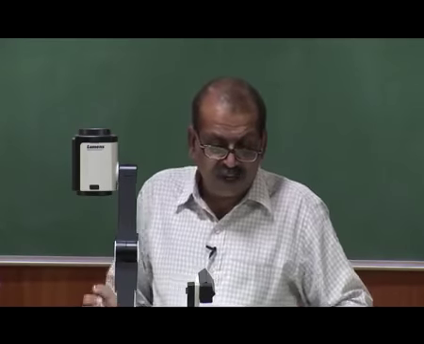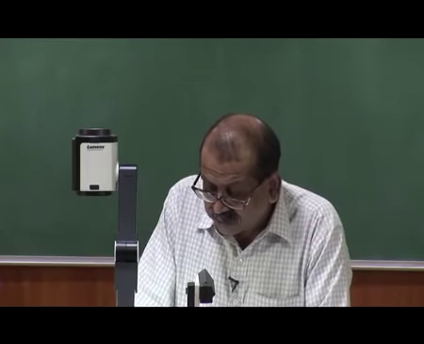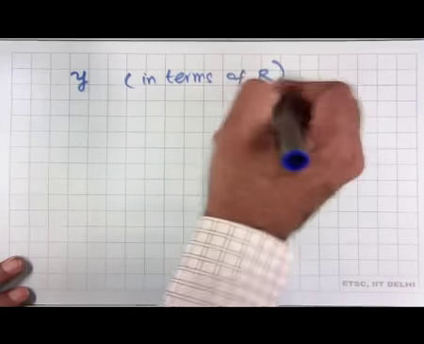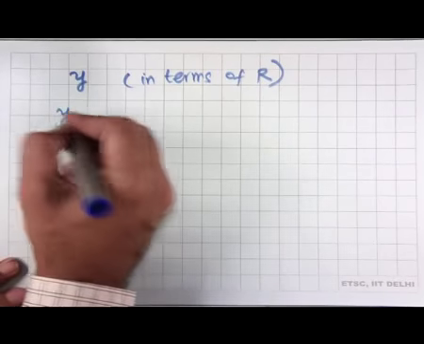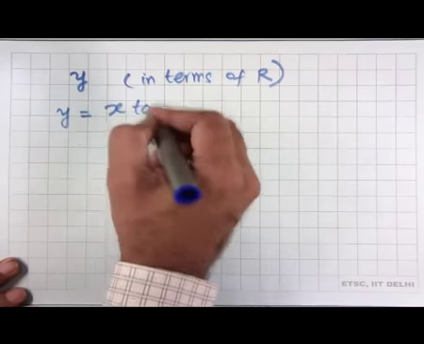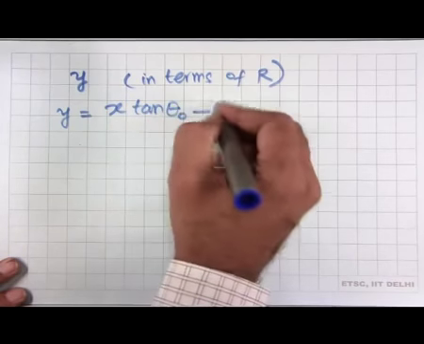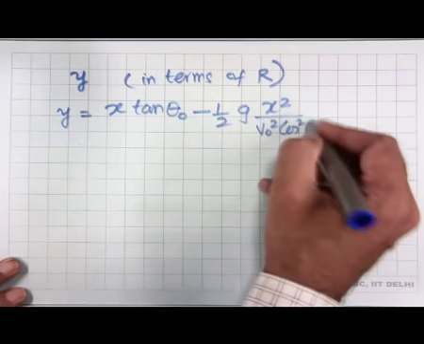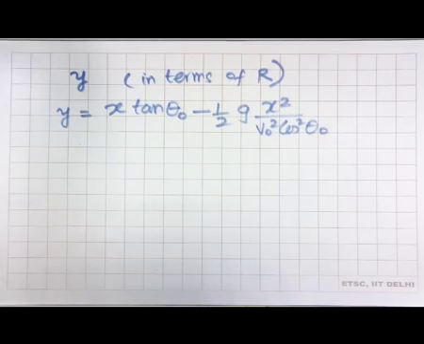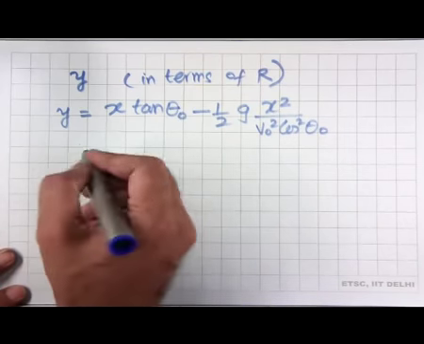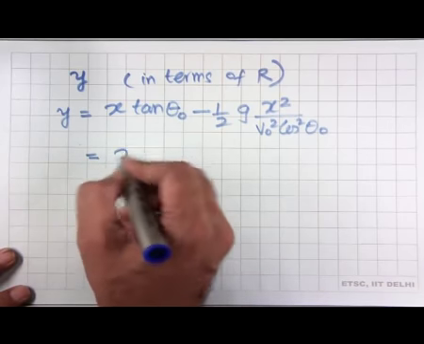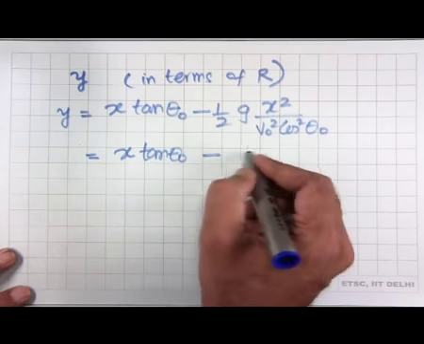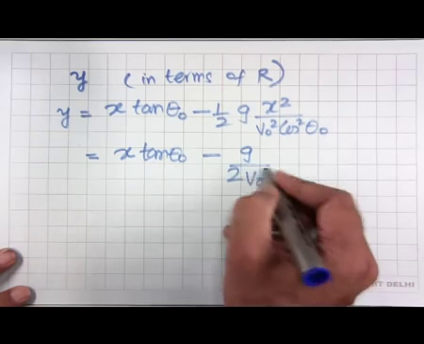Now, let us also look at the trajectory formula for y in terms of the range. And for that we look at the expression for y. y is equal to x tan theta 0 minus half g x square upon v 0 square cos square theta 0. And so this we can rewrite, this will be equal to x times tangent theta 0 minus g by 2 v 0 square.